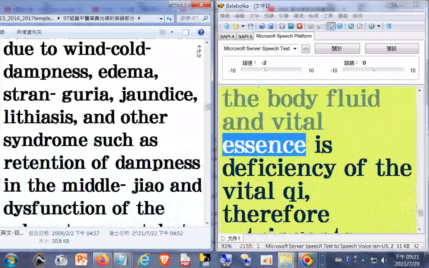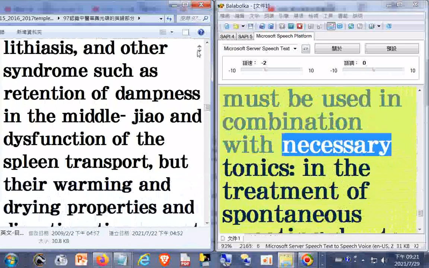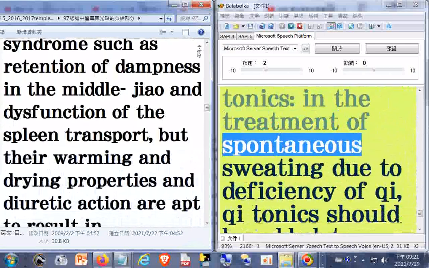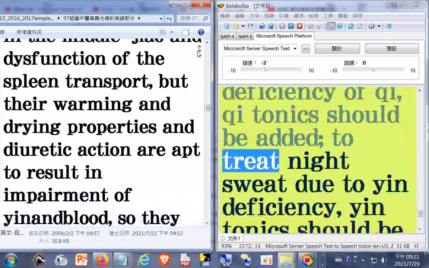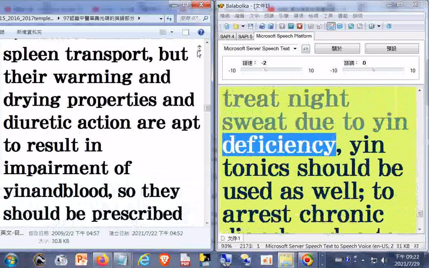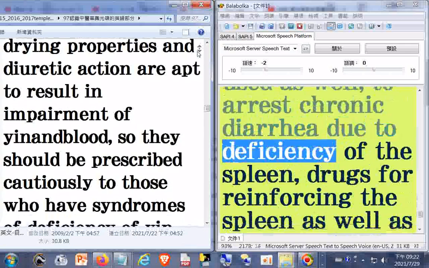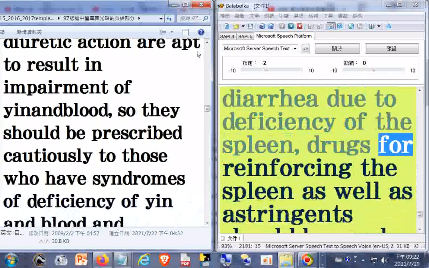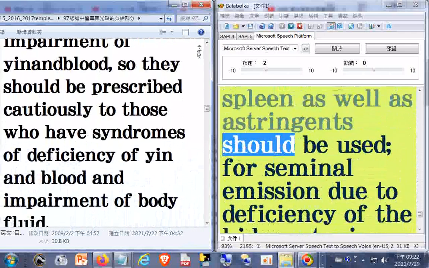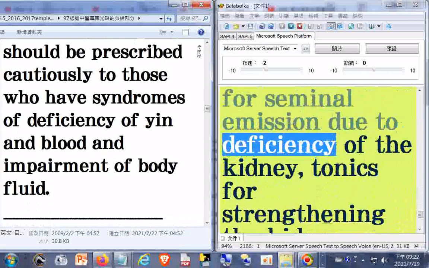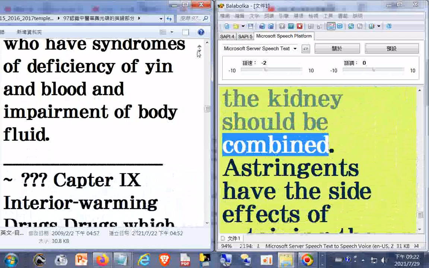Because the root cause of the syndromes of incessant and excessive loss of the body fluid and vital essence is deficiency of the vital qi, astringents must be used in combination with necessary tonics. In the treatment of spontaneous sweating due to deficiency of qi, qi tonics should be added. To treat night sweat due to yin deficiency, yin tonics should be used as well. To arrest chronic diarrhea due to deficiency of the spleen, drugs for reinforcing the spleen as well as astringents should be used. For seminal emission due to deficiency of the kidney, tonics for strengthening the kidney should be combined.